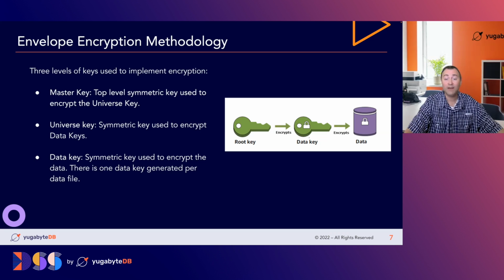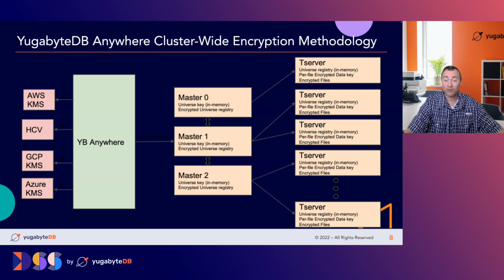Simply put, envelope-based encryption is the process of encrypting data with an encryption key, in this case the data key, and then encrypting the data key with yet another encryption key. Now that we have defined the 3 levels of encryption keys that are used in the cluster-wide encryption process, let's take a closer look at how the process actually works.